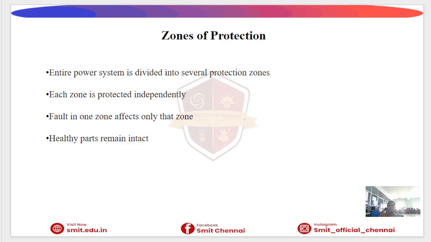Zones of protection. In a power system, the entire network is divided into several protection zones. Each zone is protected independently using relays and circuit breakers. When a fault occurs in one zone, only that particular zone is isolated and the remaining healthy system continues to operate. This helps in maintaining continuity of supply and prevents total system failure.